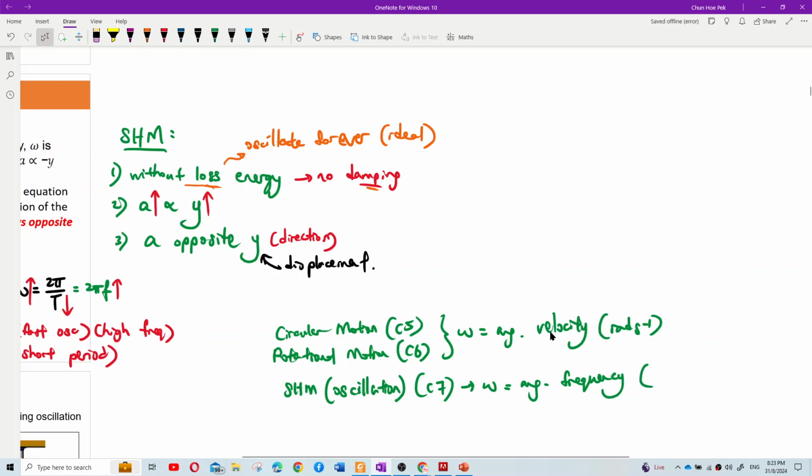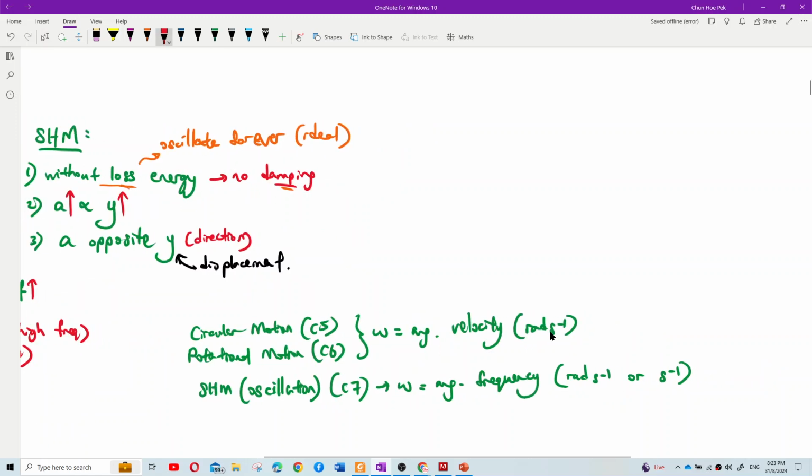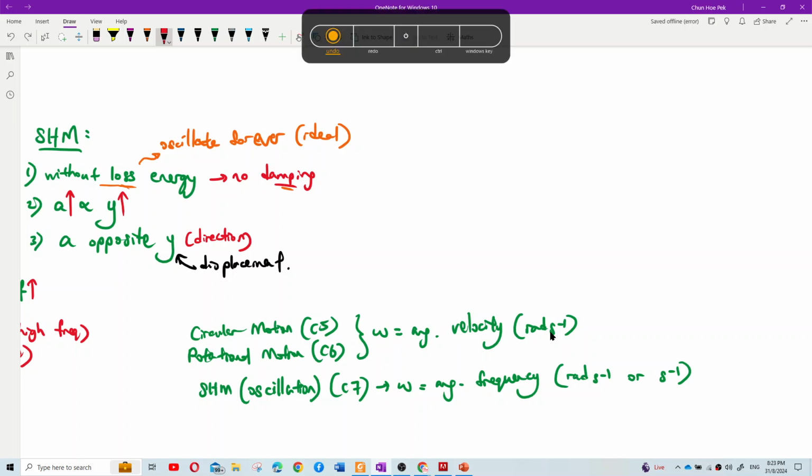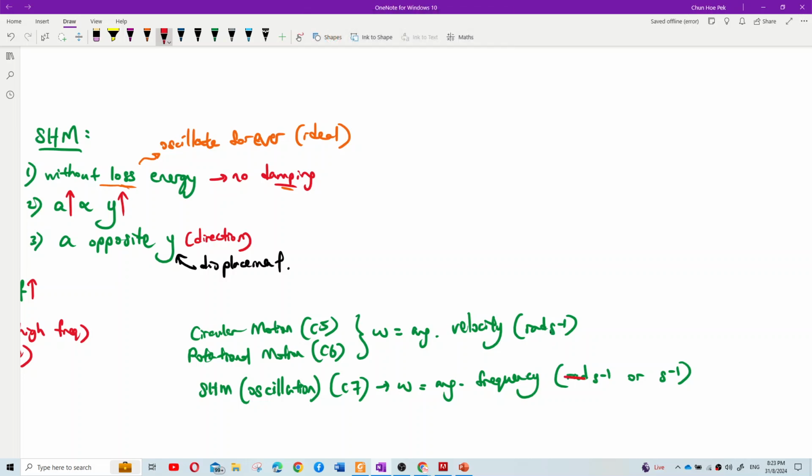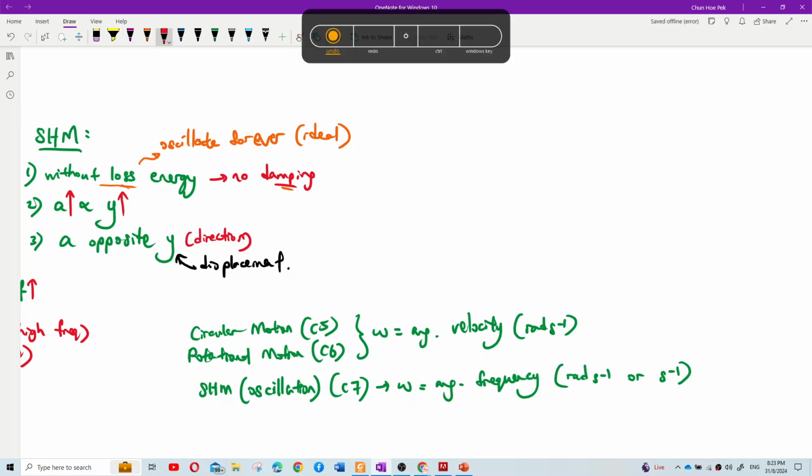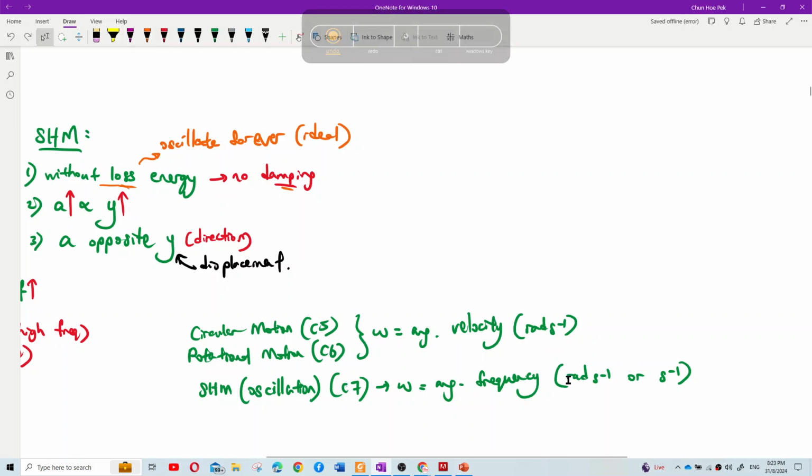And the unit, you can either write it as radian per second, or sometimes we just put it as per second. Actually, this radian boleh ada atau tiada. Tak semestinya kena tulis. Understand? This radian is not a unit actually. You can write it radian per second or per second. So later you will understand. Right now you just copy the notes first.